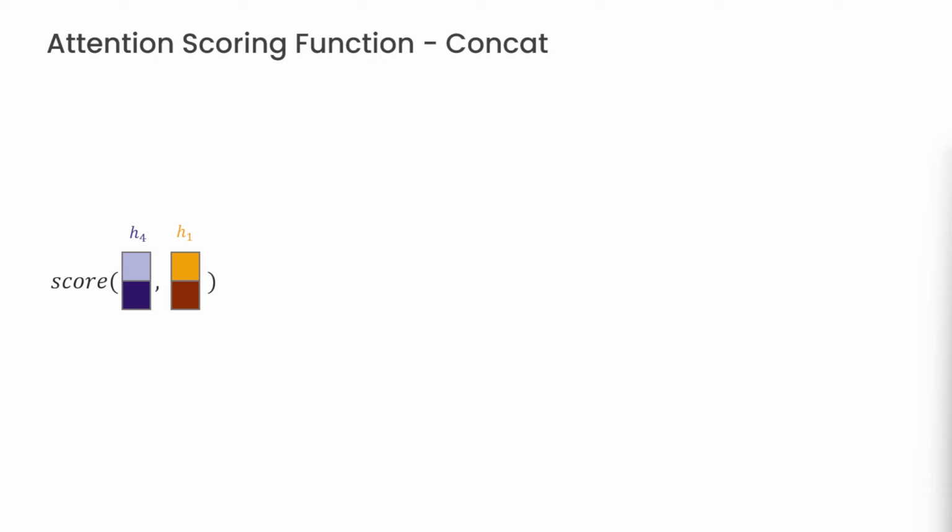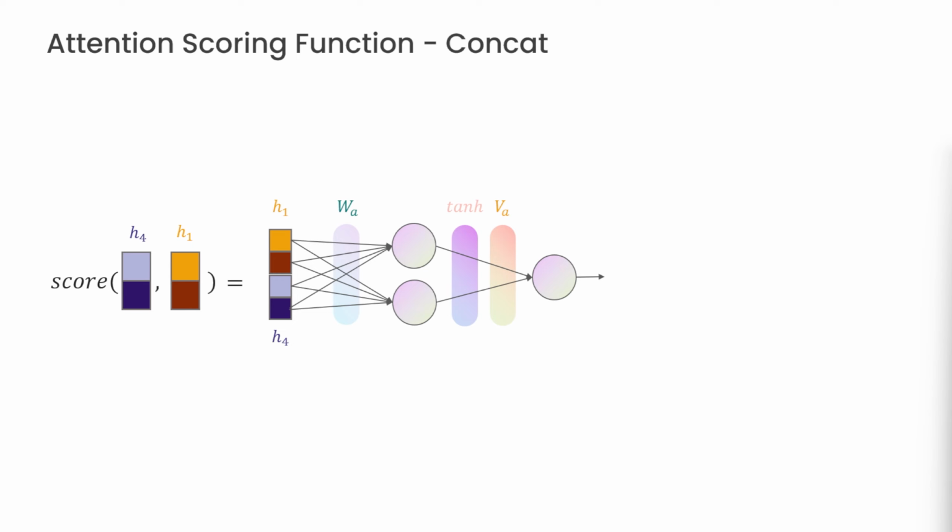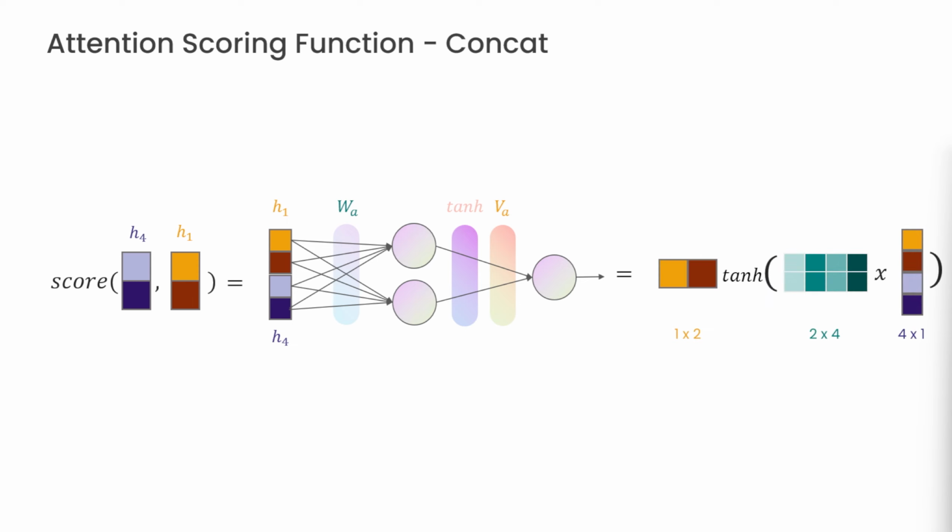The third commonly used scoring method is called concat. This method uses a feed-forward neural network for scoring. To explain it simply, let's focus on scoring an encoder hidden state at the fourth decoder time step. In practice, we would score all encoder hidden states in one step by processing them as a matrix. But for simplicity, we'll look at just one. In the concat method, we concatenate the decoder hidden state and the encoder hidden state into one vector, which is then passed to a feed-forward neural network. This network has a single hidden layer, and its output is the score. The weights for this network, Wa and Va, are learned during training.